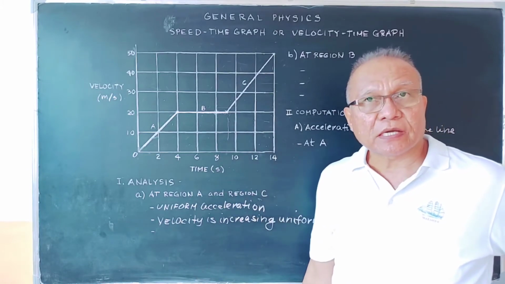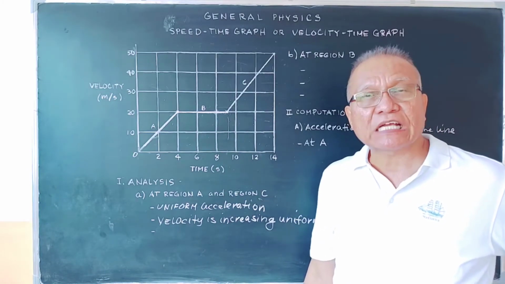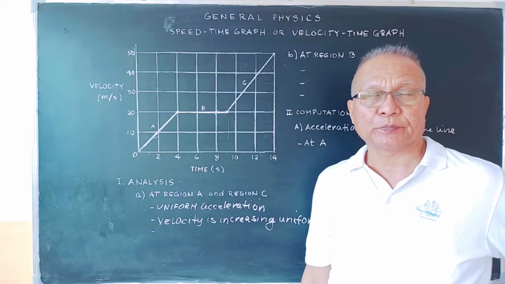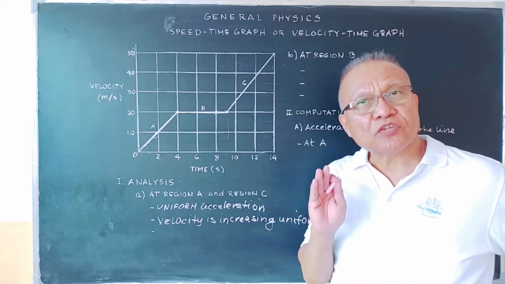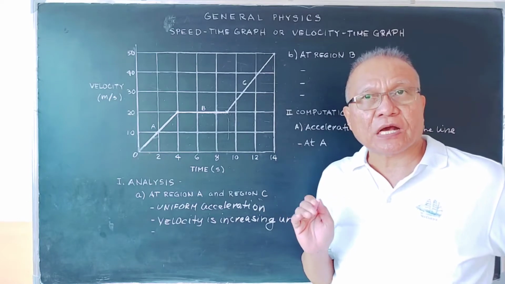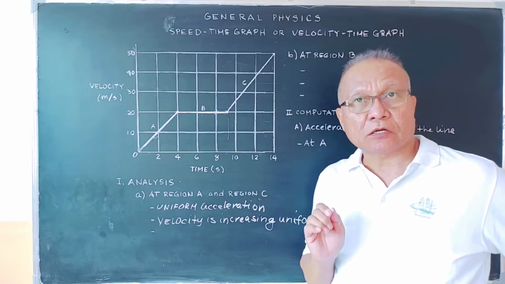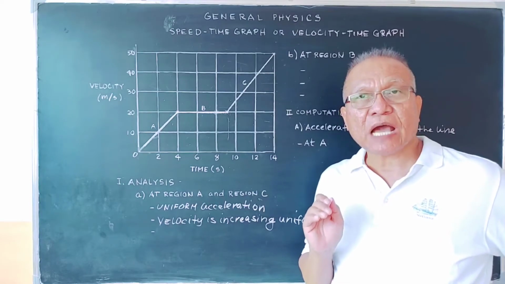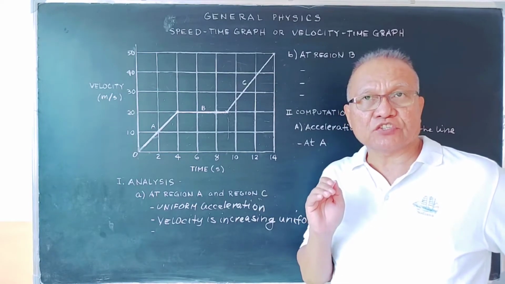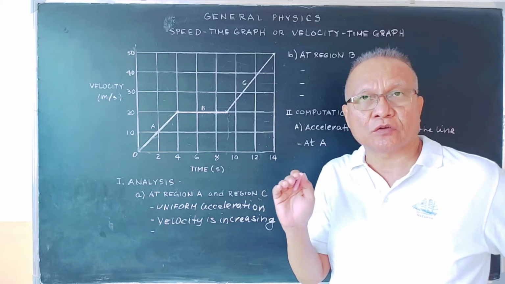So what can we say about the acceleration? Do we have a change in velocity? No, there is no change in velocity. If there's no change in velocity, therefore our acceleration is 0. So there is no acceleration. Acceleration happens only when there is a change in velocity.